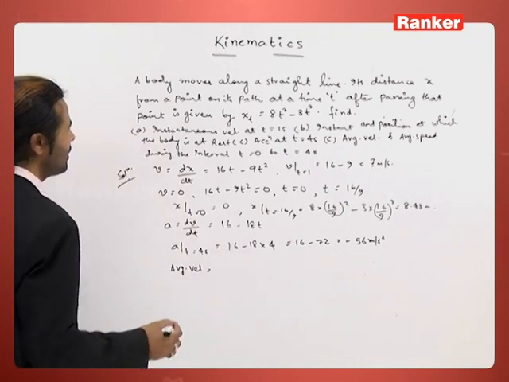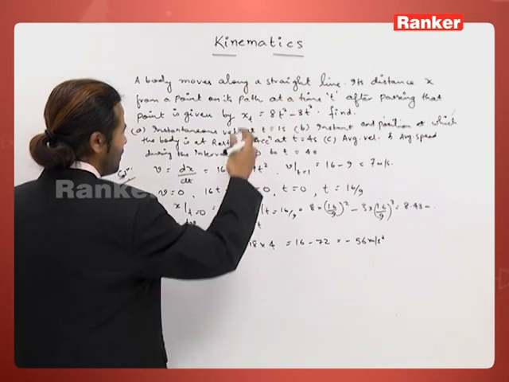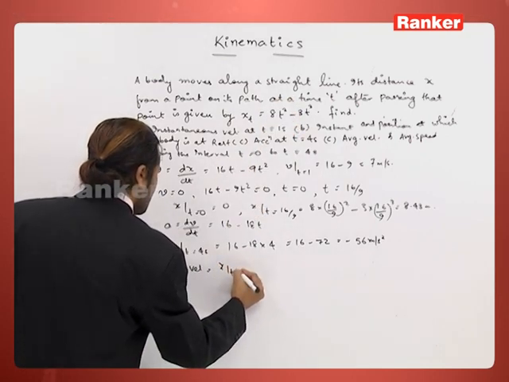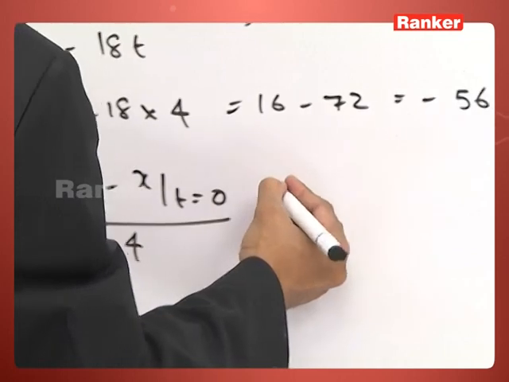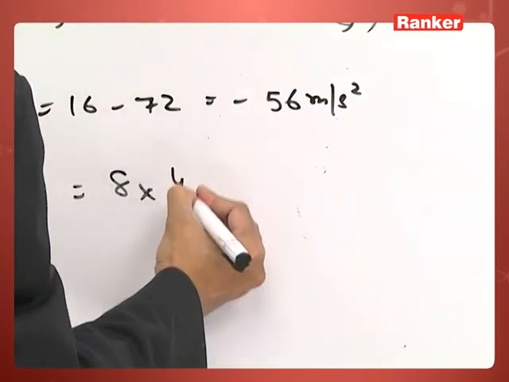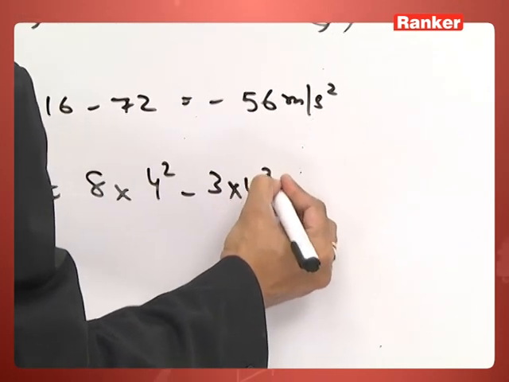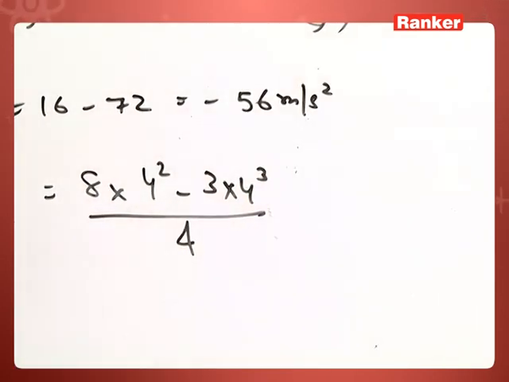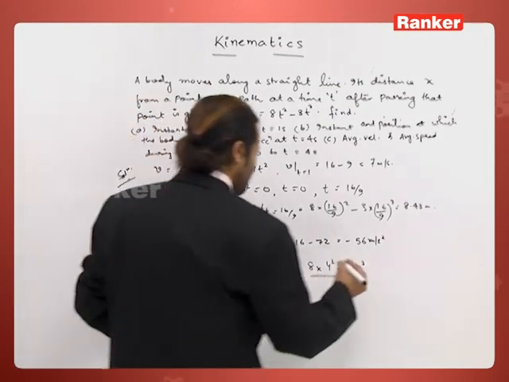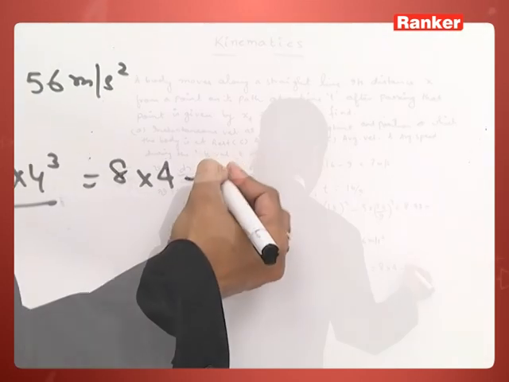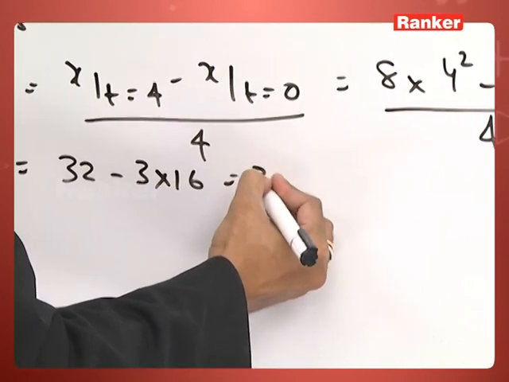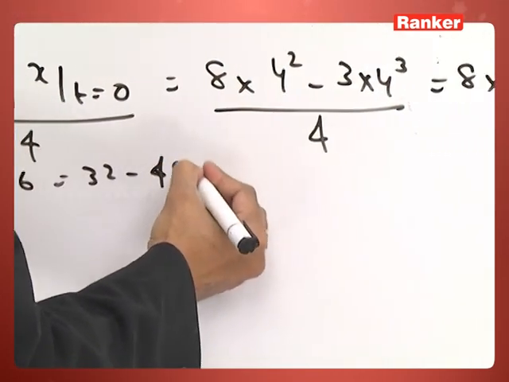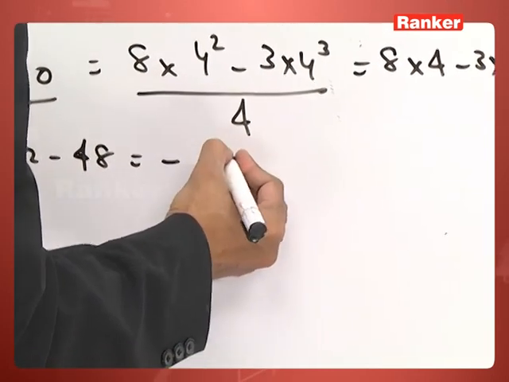So when you calculate average velocity, simply substitute the values: x at t is equal to 4 minus x at t is equal to 0, divided by 4. This is 8 into 4 square minus 3 into 4 cube, divided by 4. So all this 4 cancels, and this becomes 8 into 4 minus 3 into 4 square. So 8 into 4 is 32 minus 3 into 16, so 32 minus 48, so minus 16.